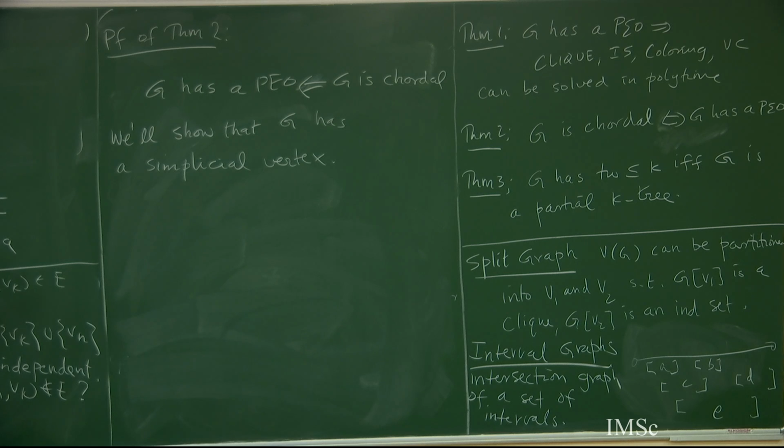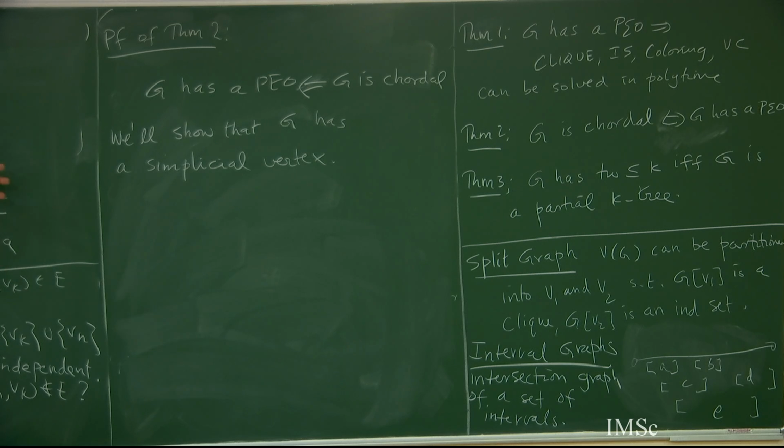Put it at the end. Call it Vn. So I'll find the simplicial vertex, call it Vn, and remove that. What you have is a chordal graph. Apply this theorem and get another simplicial vertex. Put it at the end of that smaller graph and keep going. So you will get a simplicial ordering.